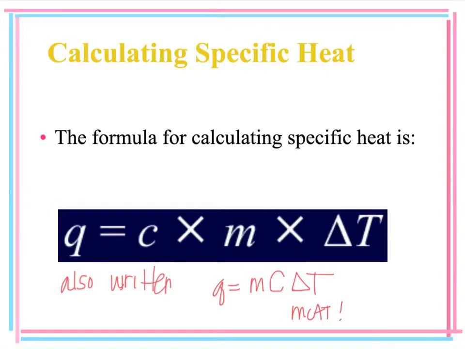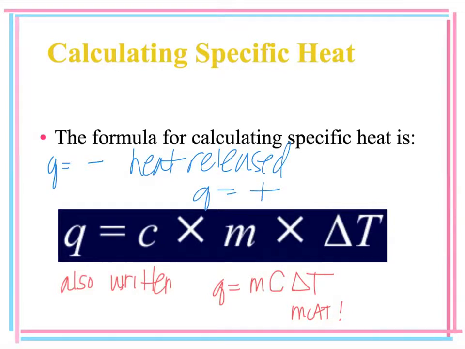And before we get into the calculations, I want to make note that if Q is a negative value, that means that heat was released from the system. In other words, it went out of the system. And if Q is positive, then that means heat was absorbed. We'll get into that in the next unit, whether that's going to be endothermic or exothermic. But for right now, Q negative means we released heat, and Q positive means that we absorbed heat.